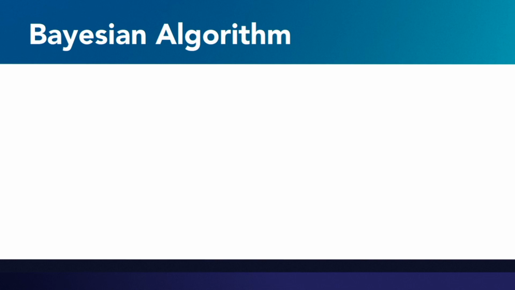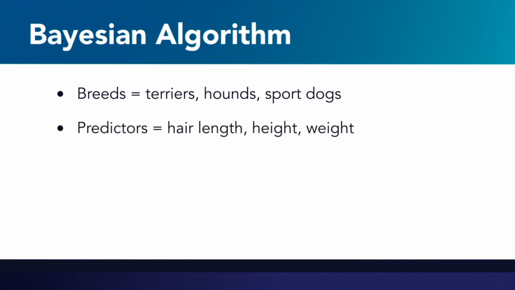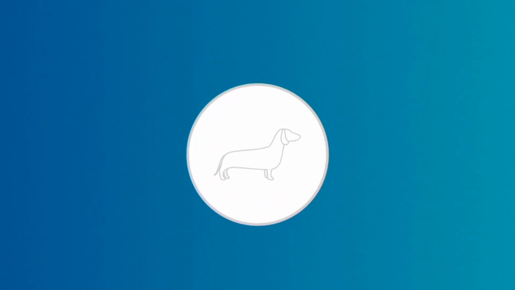To start, let's create 3 classes of dog breeds. We'll use terrier, hounds, and sport dogs. Now, for each of these classes, we'll have 3 predictors. Let's use hair length, height, and weight. Remember that some of the predictors will be closely autocorrelated. A tall dog is more likely to be heavier. But naive Bayes considers each one of these predictors independently. Remember, that's why it's called naive.